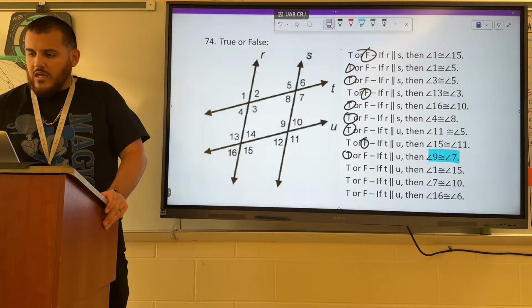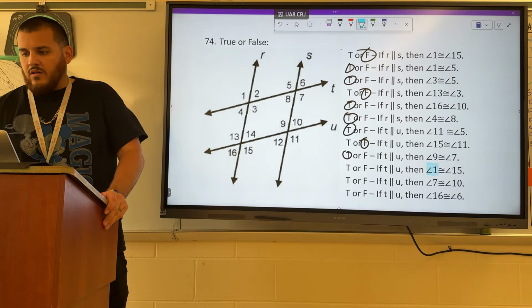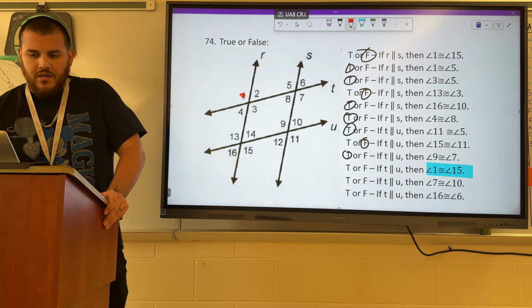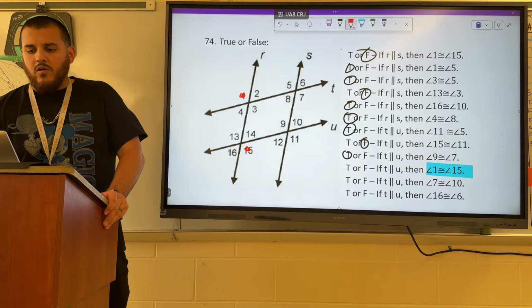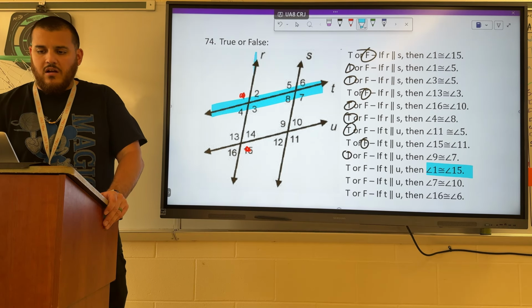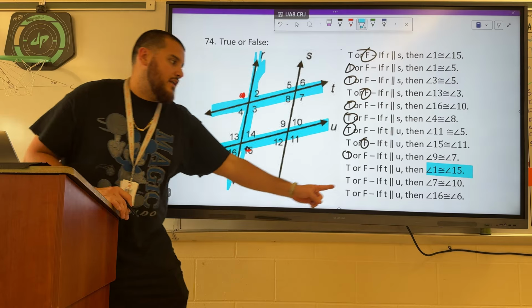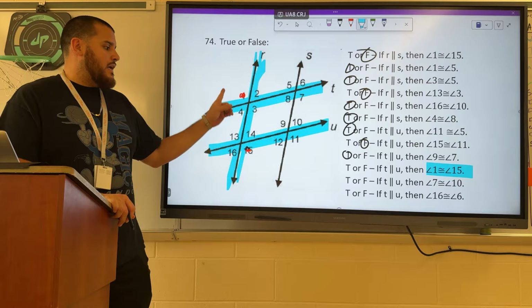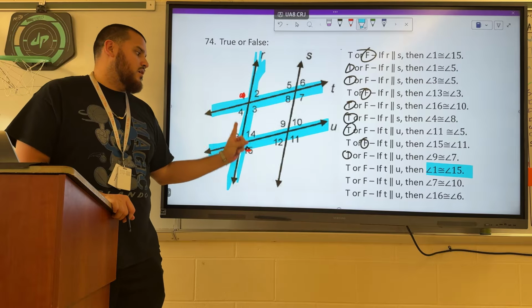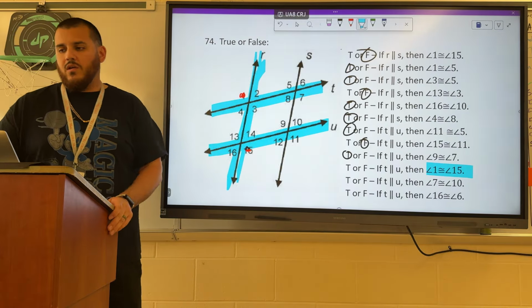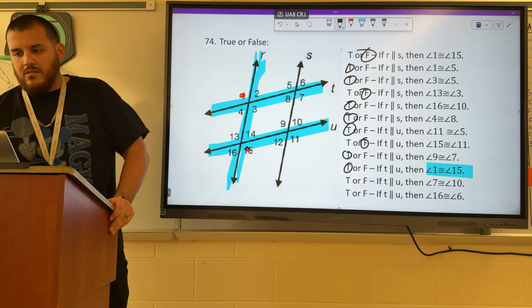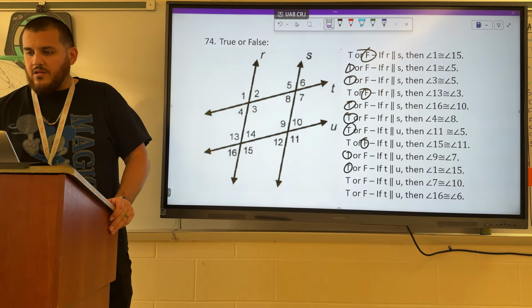Our next one is angle 1 congruent to angle 15. Angle 1's here, angle 15's here. Angle 1 is created at the intersection of T and R. Angle 15's at the intersection of U and R. And again, if those lines are parallel, T and U, that does give us that math fact here. These are alternate exterior angles which have to be congruent on parallel lines. Down to our last two.